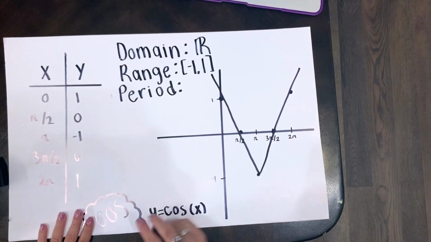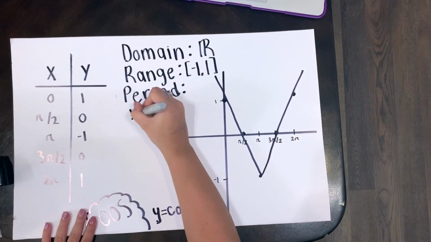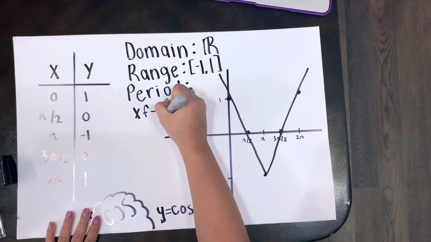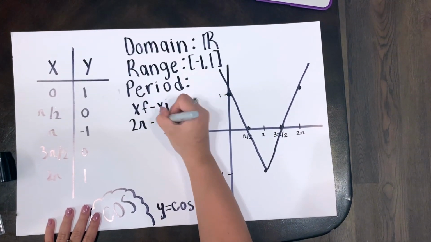For the period, we use the equation xf minus xi. xf is 2 pi, and xi is 0, so the period is 2 pi. This means it takes 2 pi for one rotation of cosine to be completed.